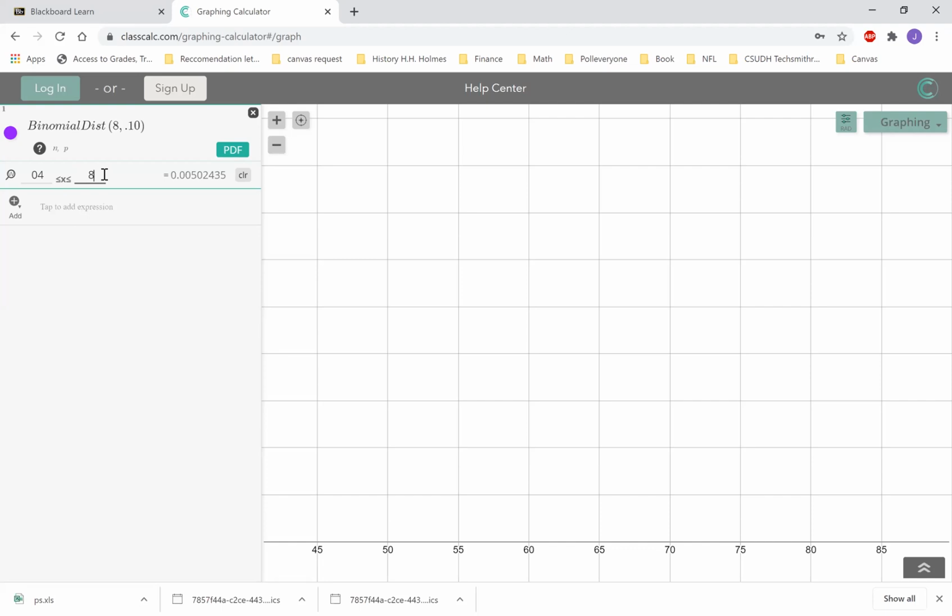All right, and that's it for the last problem. Any question for the last problem? All right, so before we move on to the mean and standard deviation for a binomial, I'm going to do one more problem, that way I can cover all of my bases.